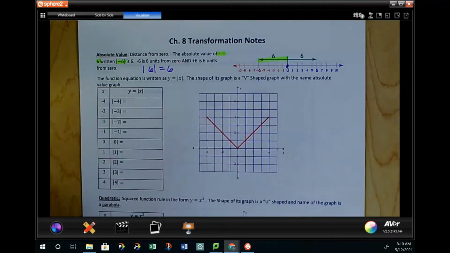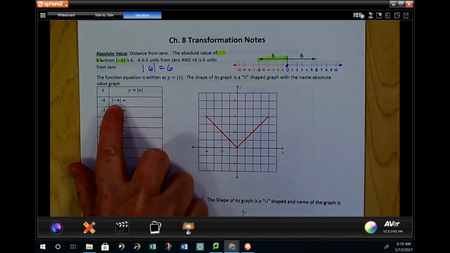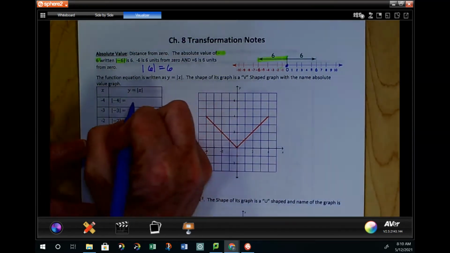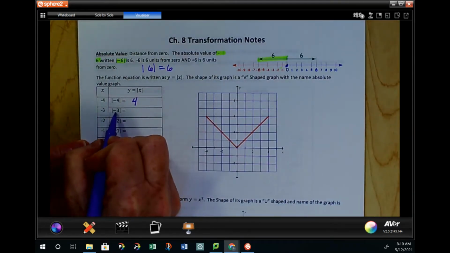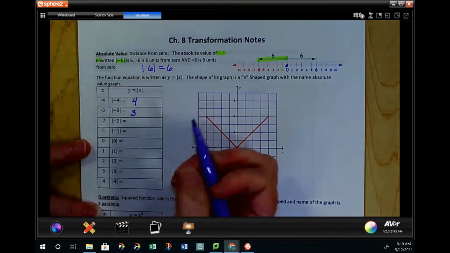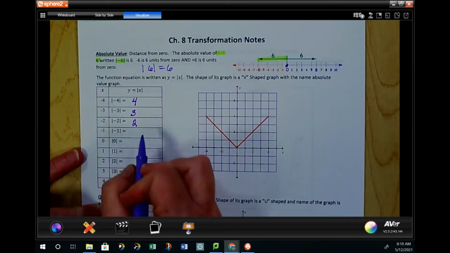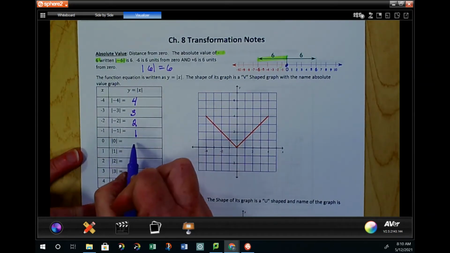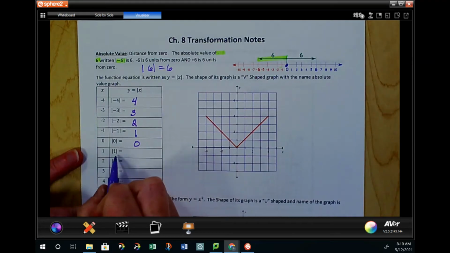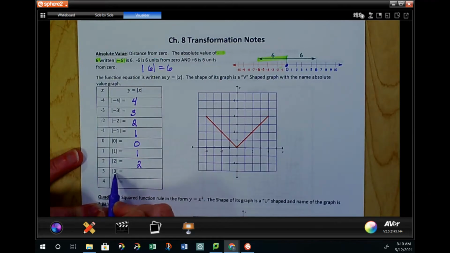It doesn't matter if we go forward or backwards. We're just counting how many steps, or what that distance is. So in this case, it's just the absolute value. The absolute value of -4 ends up being 4. The absolute value of -3 is 3. The absolute value of -2 is 2. The absolute value of -1 is 1. The absolute value of 0 is 0. The absolute value of 1 is 1, of 2 is 2, of 3 is 3, and the absolute value of 4 is 4.